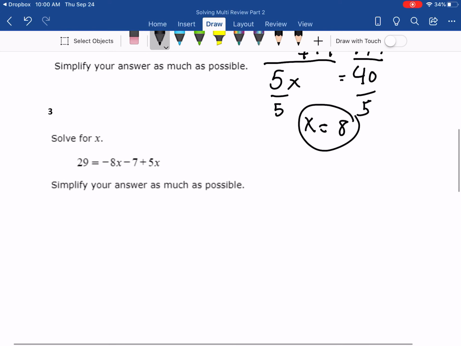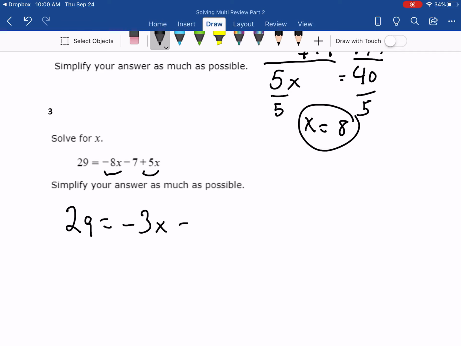All right, number 3, we have like terms, okay? So we set our steps for solving an equation. Distribute, nothing to distribute. Step 2 was combining. So before we can move on, we need to combine these two. So we have 29 equals negative 8x plus 5x combines to negative 3x minus 7.